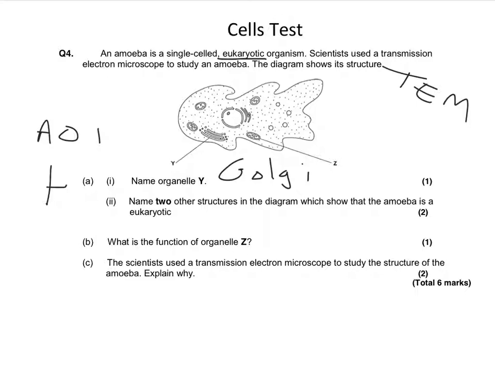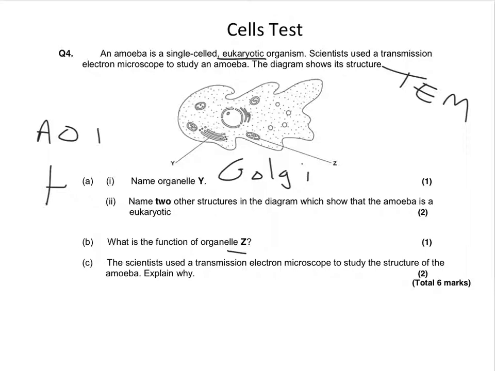4b asks what is the function of organelle Z. You have to double check, and you know that organelle Z is a mitochondrion, but that's not going to get you a mark because you need to say what the function is. And the function is respiration, or you could have ATP production, or it provides energy. Now there's a key thing here: you cannot say things like produces energy. It doesn't produce energy, it provides energy, because it provides energy from the breakdown of ATP.